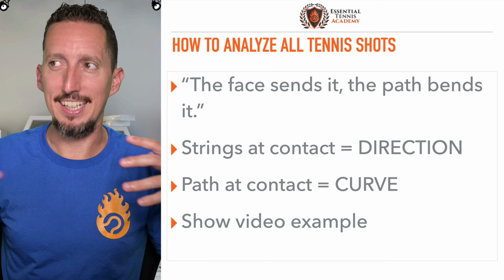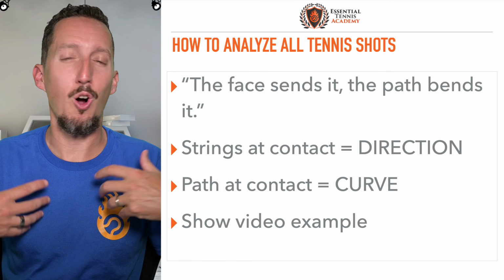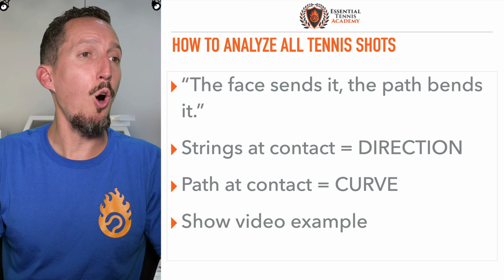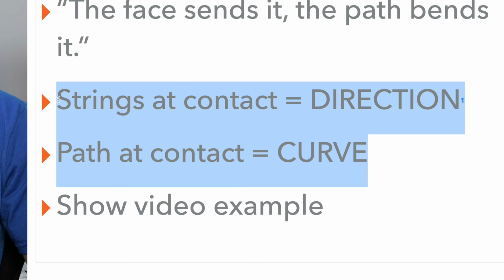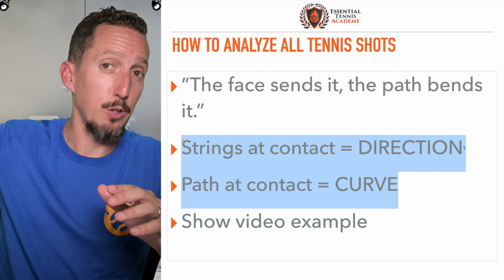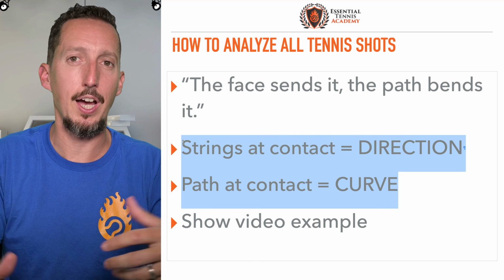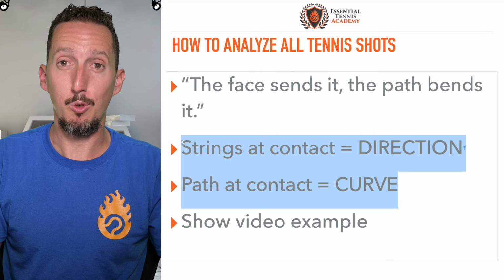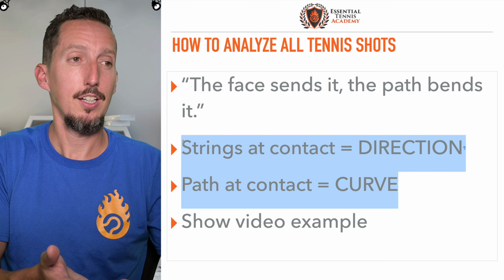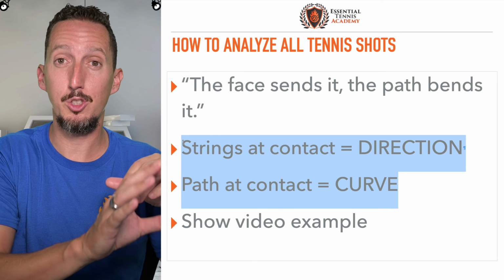I'm constantly thinking about this as a coach, as a teacher, because students come to me with all kinds of different problems, but it all comes back to this. And there are different reasons why our face might be a little too open or a little too closed, or the path is a little bit too flat or too vertical or too out to the side, or whatever it is. It's more complicated than this. I'm just trying to simplify it so everybody watching can apply this to all tennis shots, because every shot in tennis comes back to these two variables.